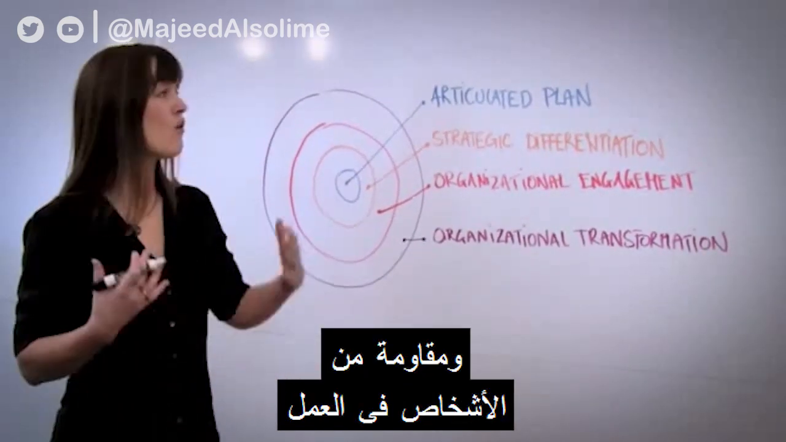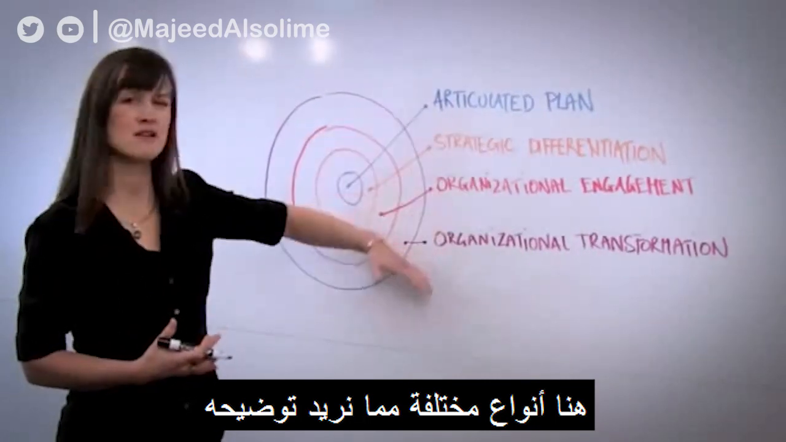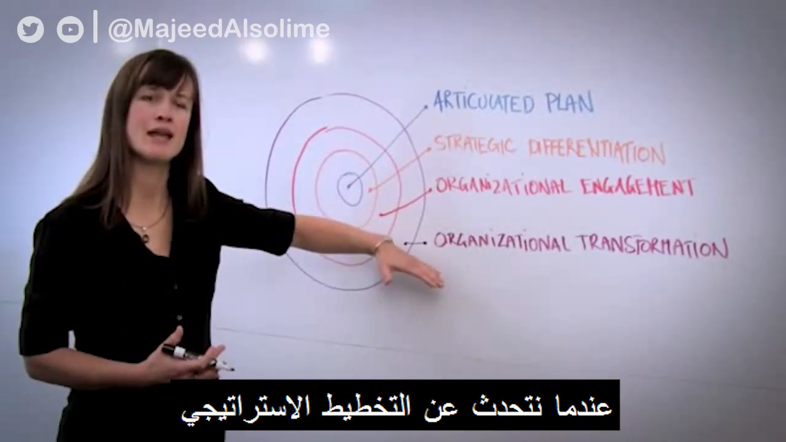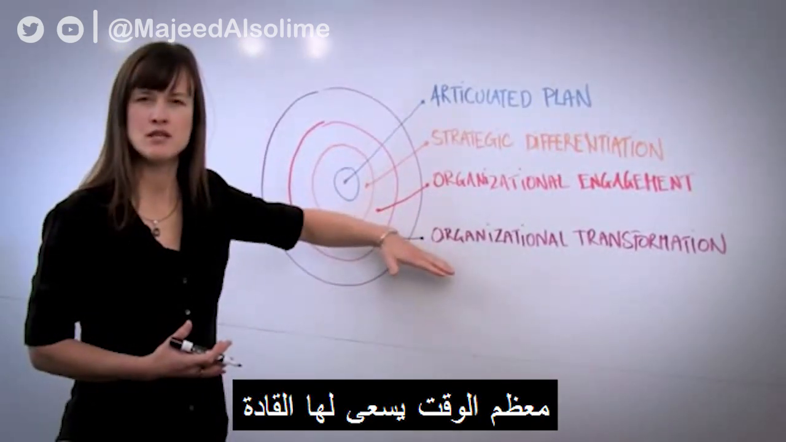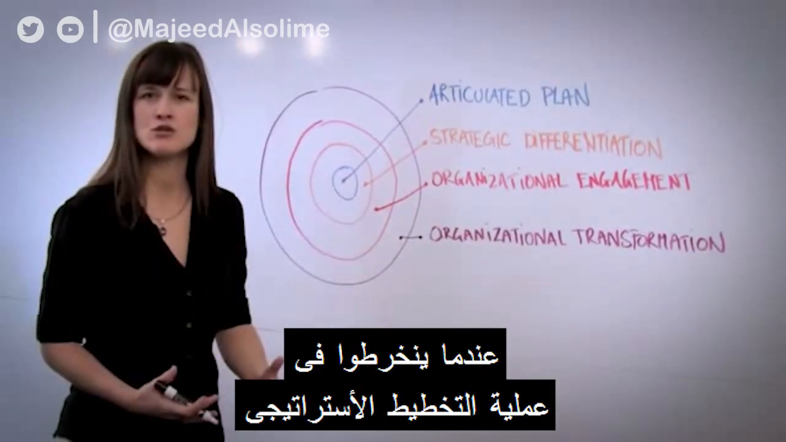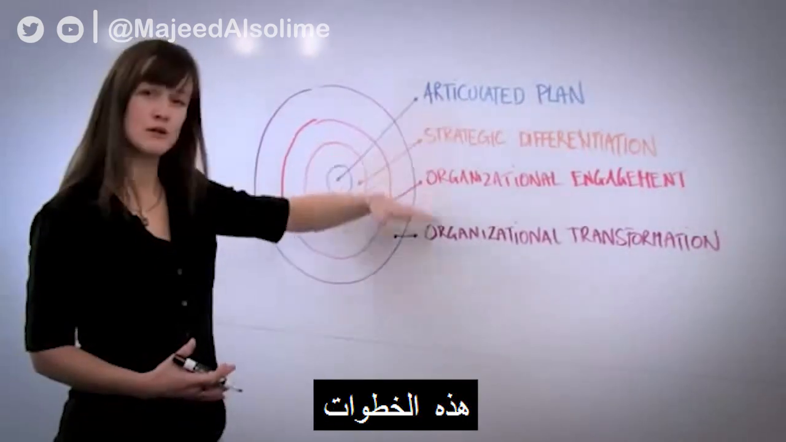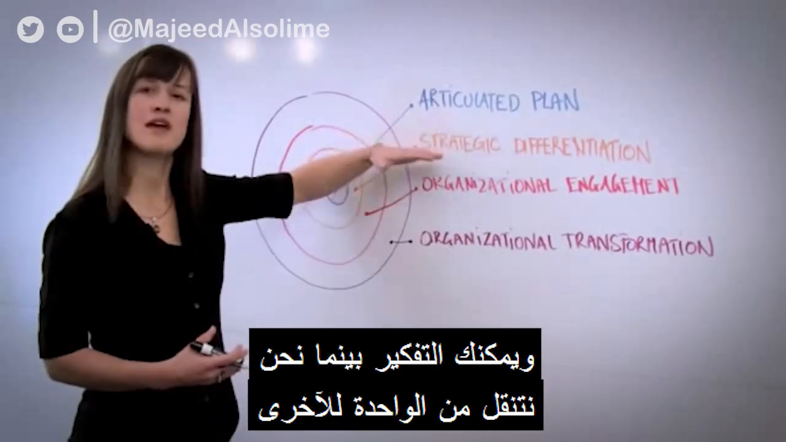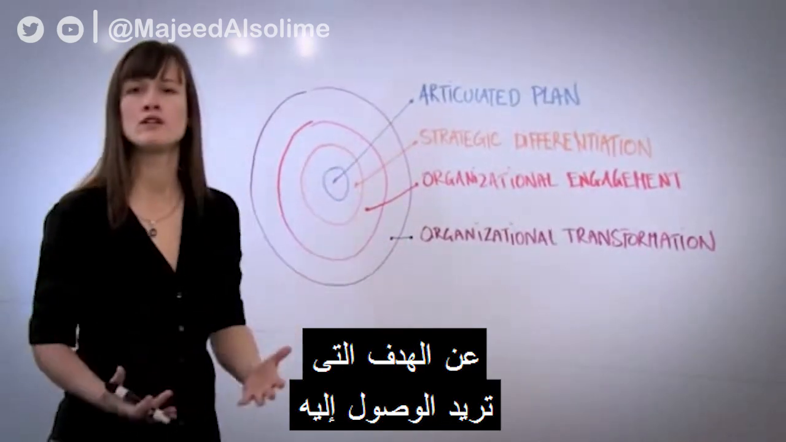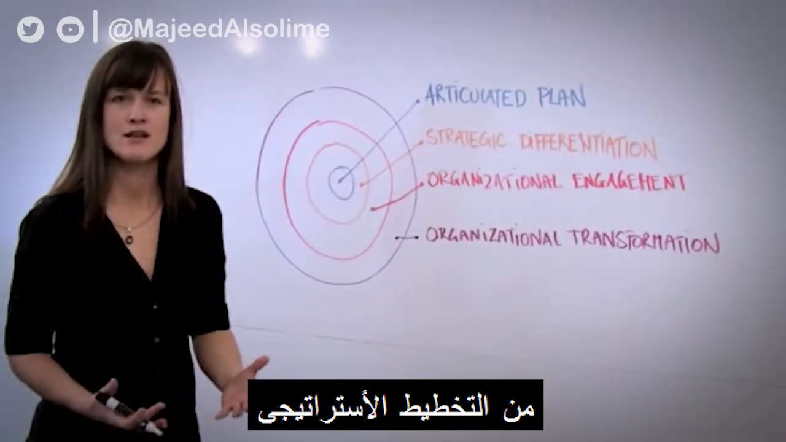So here are the different types of things we mean when we talk about strategic planning, and there are different outcomes most of the time that leaders are seeking when they're engaging in a strategic planning process. These build, so let's talk about them sequentially, and then you can think as we're moving through what you're really looking for in your strategic planning process.